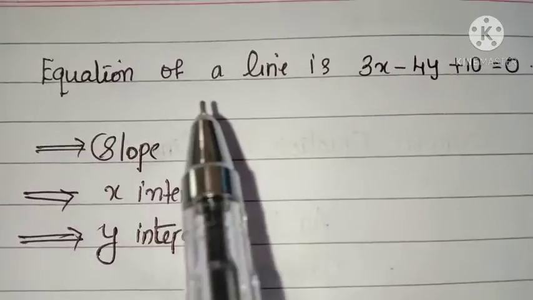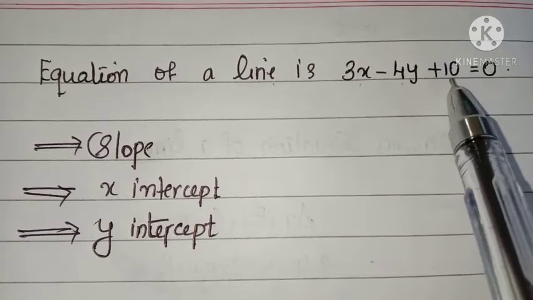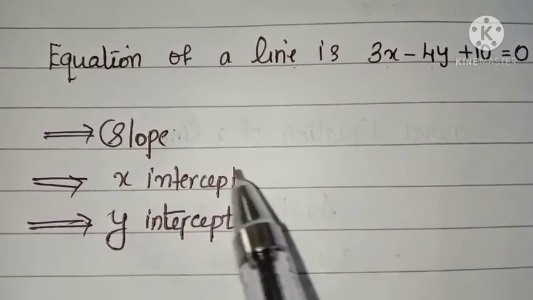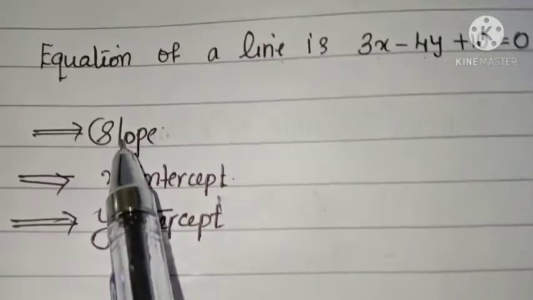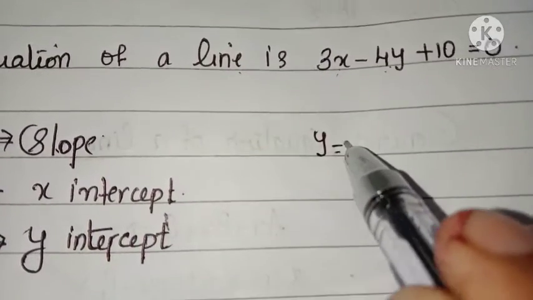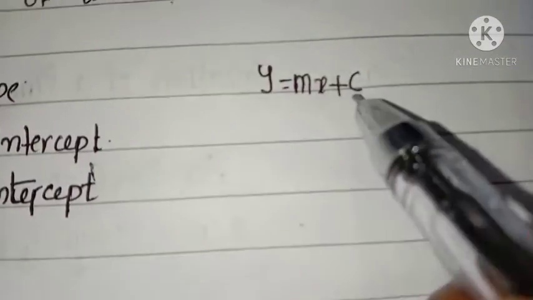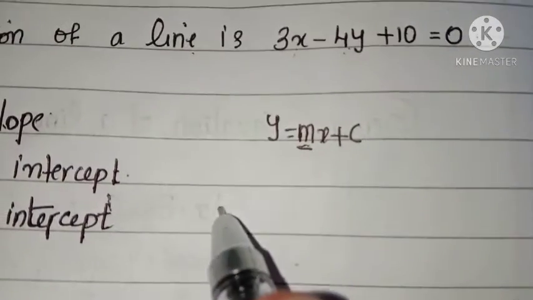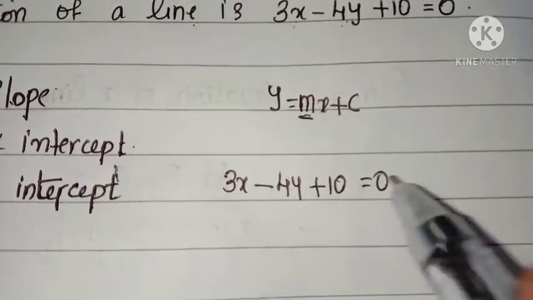Let's see some examples. Equation of a straight line is 3x minus 4y plus 10 equal to 0. Then what is slope, x-intercept, y-intercept? So to find slope, you have to write this equation into the form y equal to mx plus c. Recall, y equal to mx plus c form. Here m is slope. So the given equation is 3x minus 4y plus 10 equal to 0.